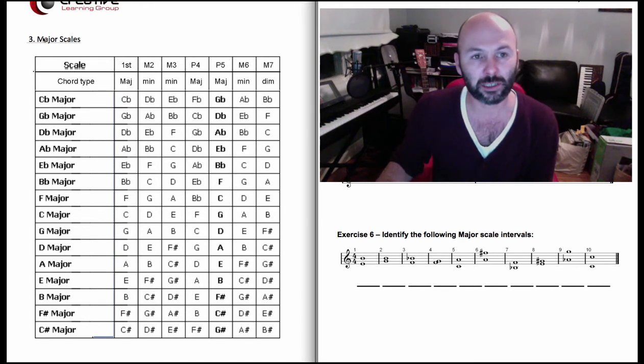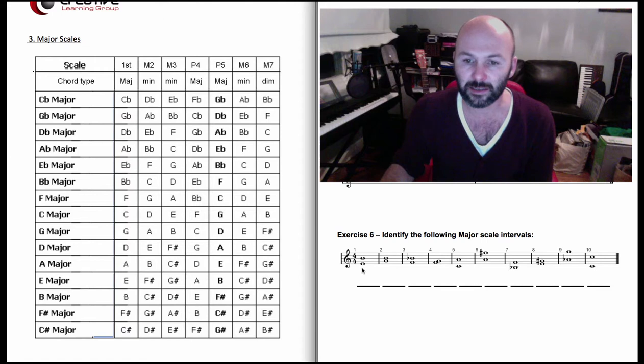So here in your cheat sheet you've got all of the major scales written out. So in the key of B flat major, a major 6 is going to be G. And so this is the key of B flat. There's two flats, B flat and E flat. In the key of B flat major, the major 6 is G.